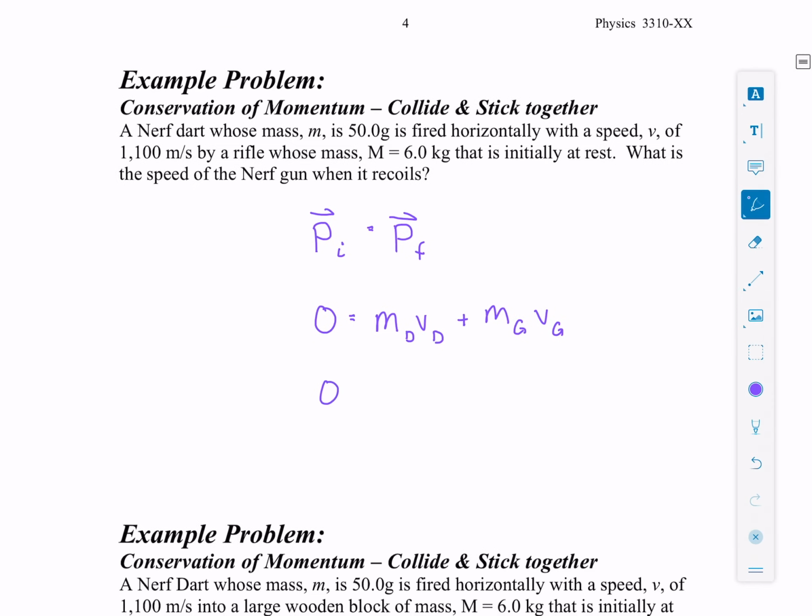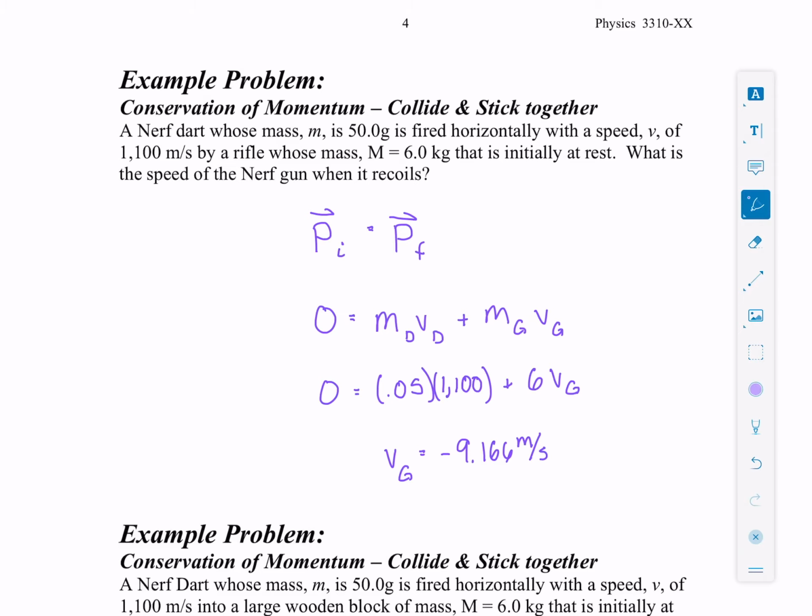Be careful with units. The mass of the dart has to be in kilograms, so 0.05 times the speed of the dart, which they said was 1,100 meters per second, plus the mass of the gun, which is 6 kilograms, times the recoil speed. That's what we're looking for. That's our goal, and it's the only variable, so I can figure that out. Therefore, the speed is going to equal negative 9.166 meters per second.